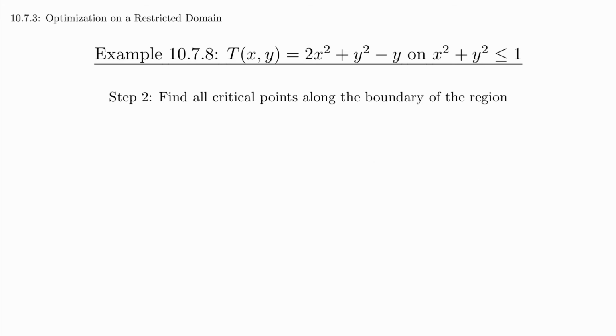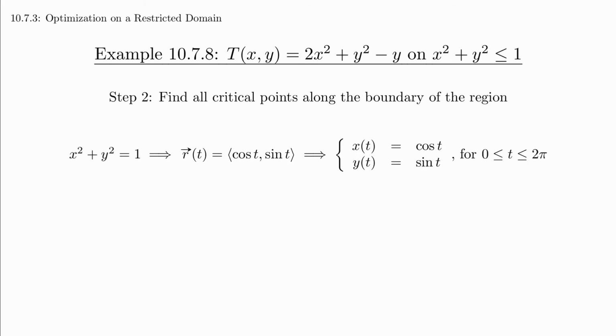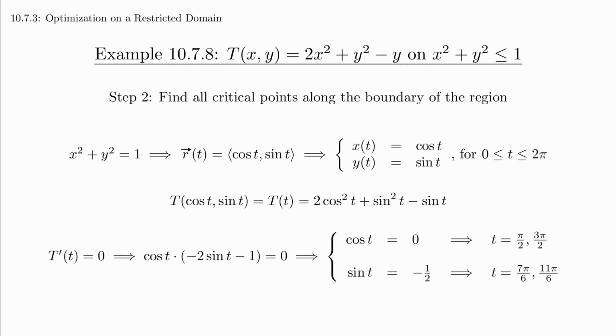For step 2, we need to parameterize the circle of radius 1. We know that we can use r(t) = ⟨cos t, sin t⟩ for t between 0 and 2π. So we plug this into the function capital T to turn this into a function of a single variable. And for this we can just use our single variable calculus skills. Taking the derivative and setting it equal to 0 gives us the equation cos t (−2 sin t − 1) = 0. Solving this gives us t equals π/2, 3π/2, 7π/6, and 11π/6. You may have to review some trigonometry for this, as it goes back to the concept of using reference angles and knowing in which quadrants the sine and cosine functions are either positive or negative.